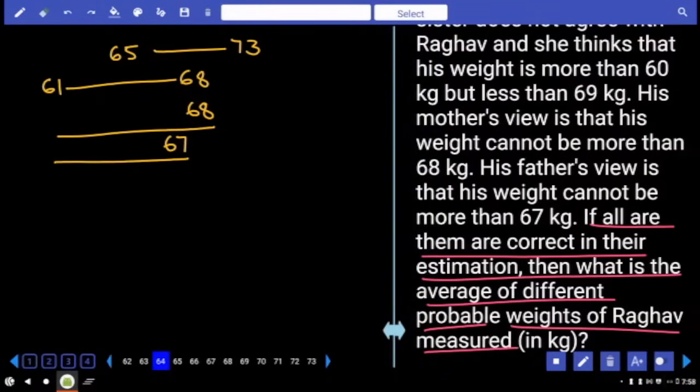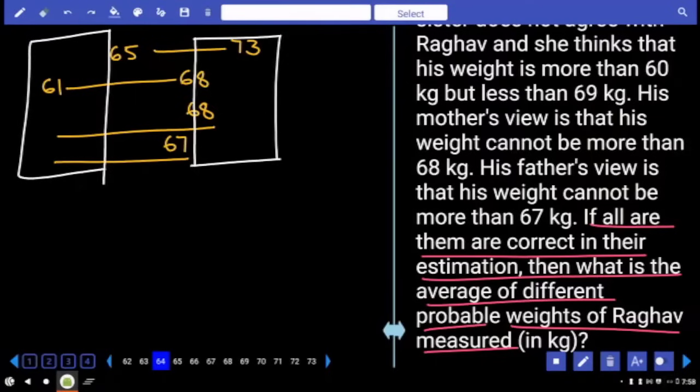Okay. Can it be 68? Come on. According to father, it cannot be more than 67. So 68 is not possible. Are you fine? 68 onwards, this is eliminated. And as they said, all of them are correct. Can it be less than 65? No. This is also not possible. And this is the perfect range.